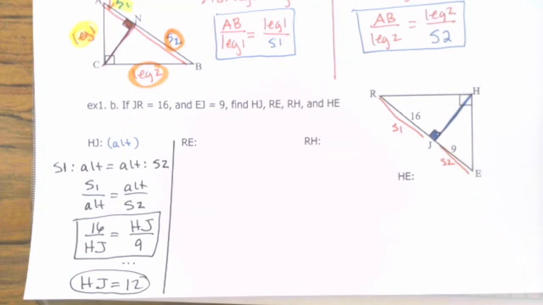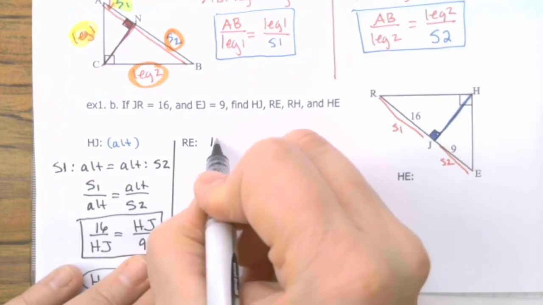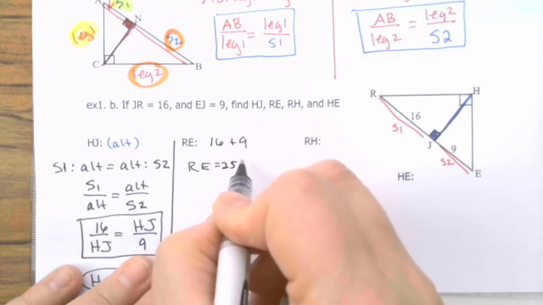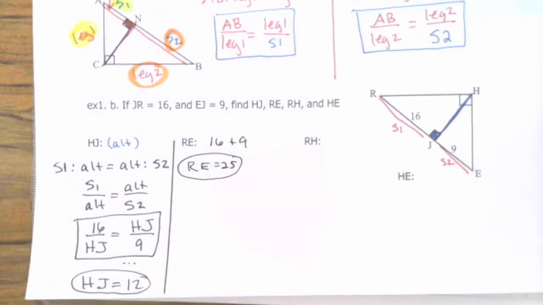We used corollary 1. Now, RE is really easy because we've got 16 plus 9. So RE is 16 plus 9, which means RE is 25. That one was really easy.